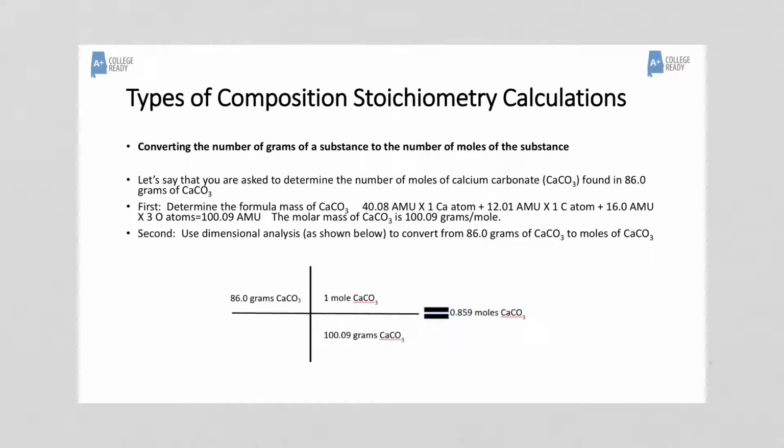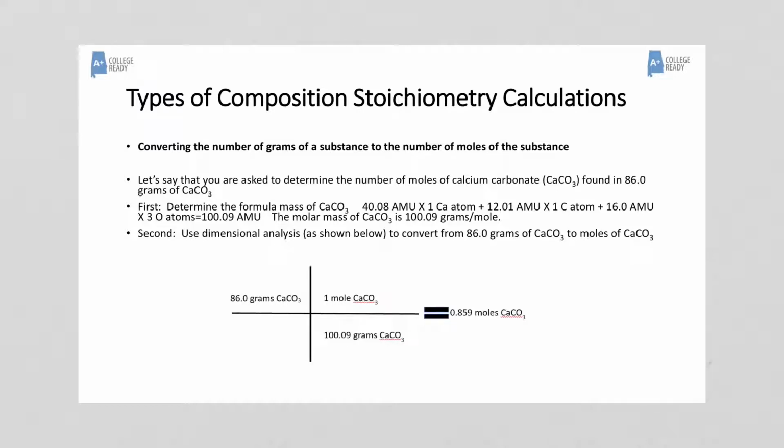So we're first going to look at what are called composition stoichiometry calculations. Here we're looking at the masses in one particular substance. Let's say we're trying to convert the number of grams of a substance to the number of moles of that substance. Let's say that we're given 86.0 grams of calcium carbonate, and we want to know how many moles are present. First of all, we need to determine the molar mass of calcium carbonate.